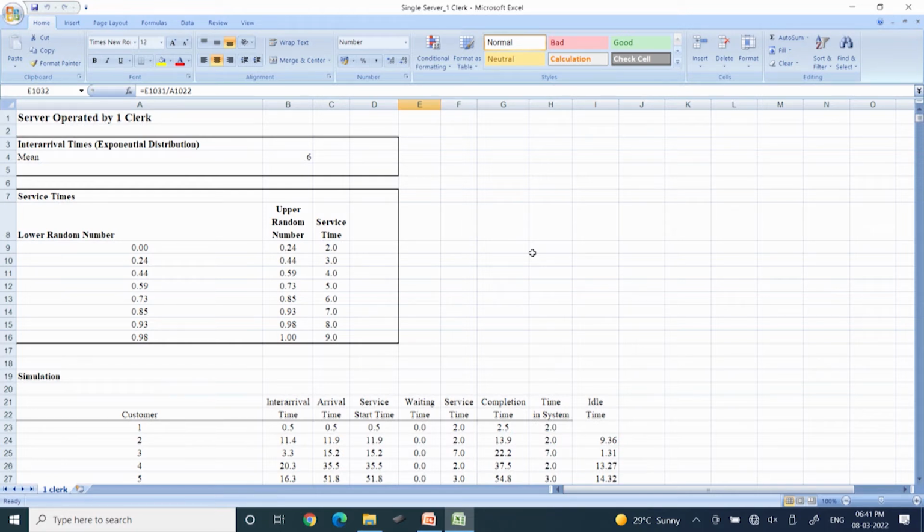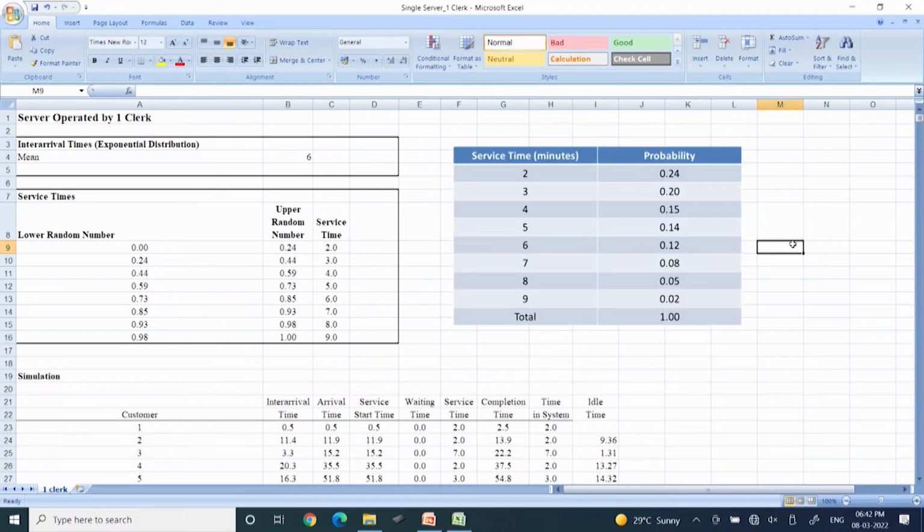Here we are going to make the lower random number and upper random number, because of the probability. You see that the probability is 0.24 and the service time is 2. So for 0.24, I have written 0.0 as the lower random number, and the upper random number is 0.24. Again I started with 0.24; the probability for a 3-minute service is 0.2. So I have added that: 0.24 plus 0.2, so the upper random number is 0.44.